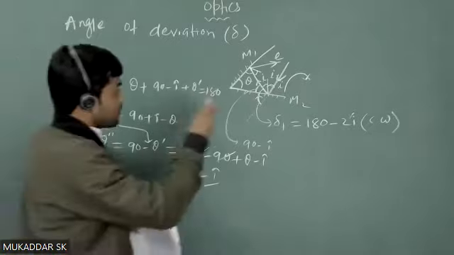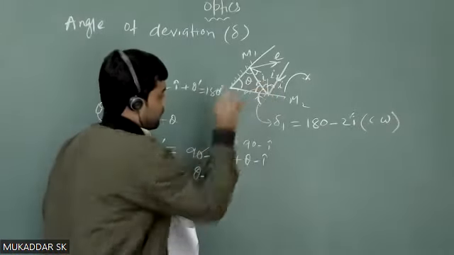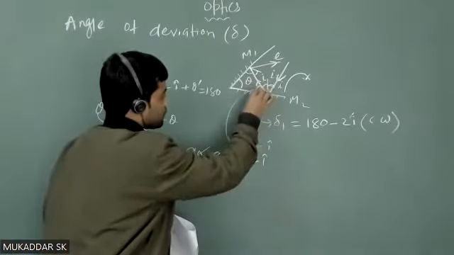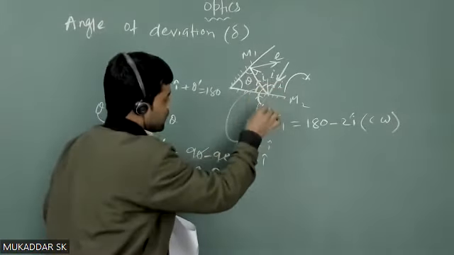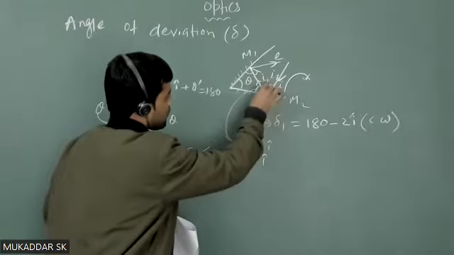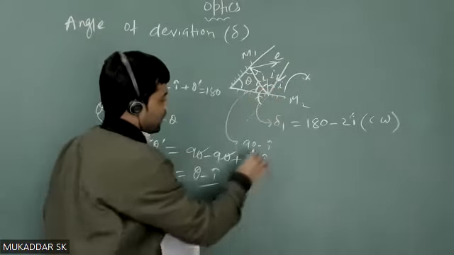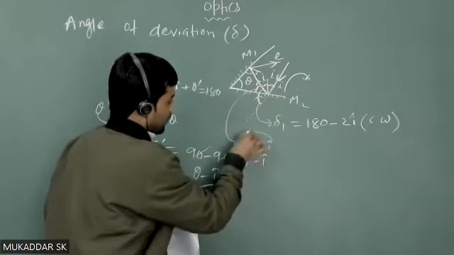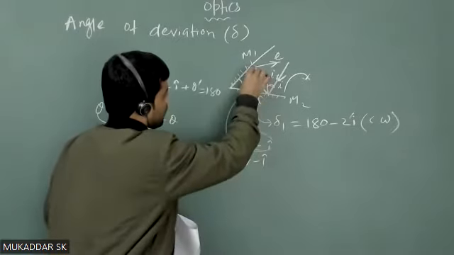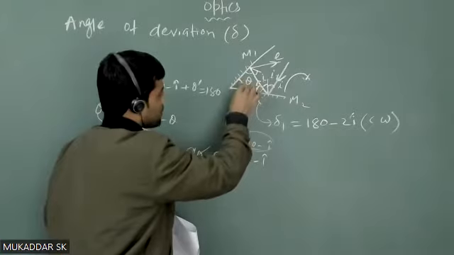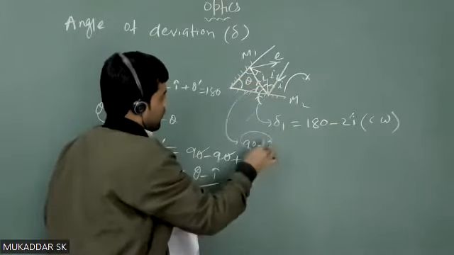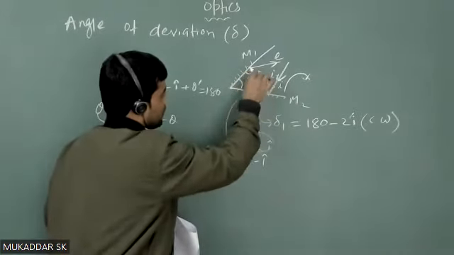So first, did you get how this angle is? How much will this angle be? So total angle I plus this angle will be how much? 90. So if this is I, this angle will be 90 minus I. Now if I consider this triangle, this angle is theta. This is 90 minus I. And let us assume this angle is theta double prime.